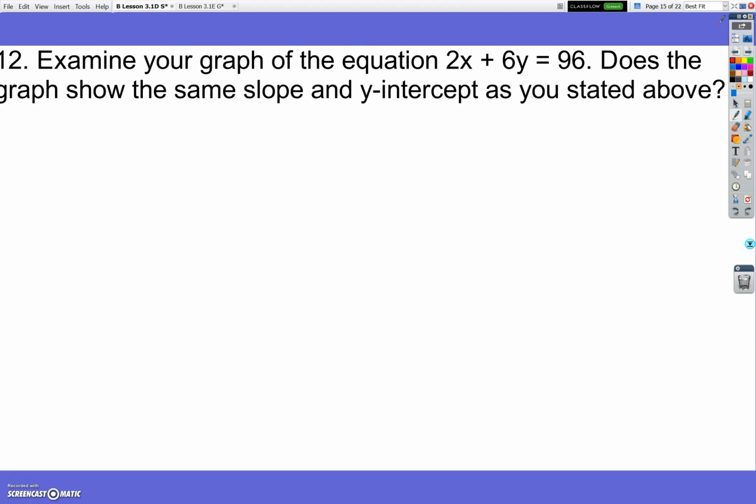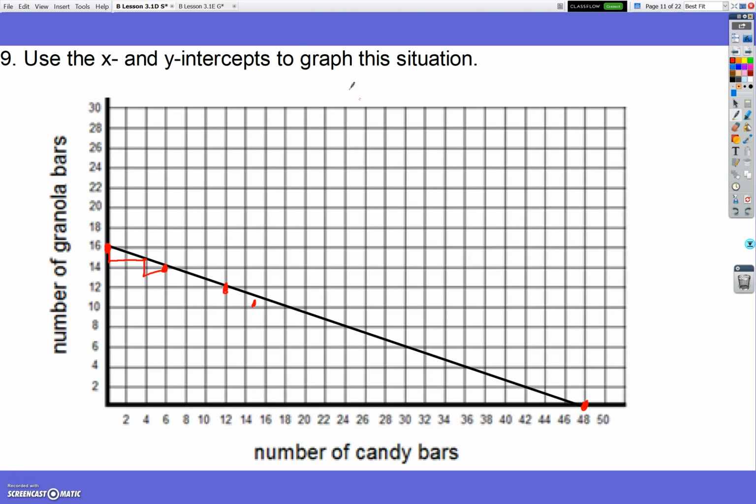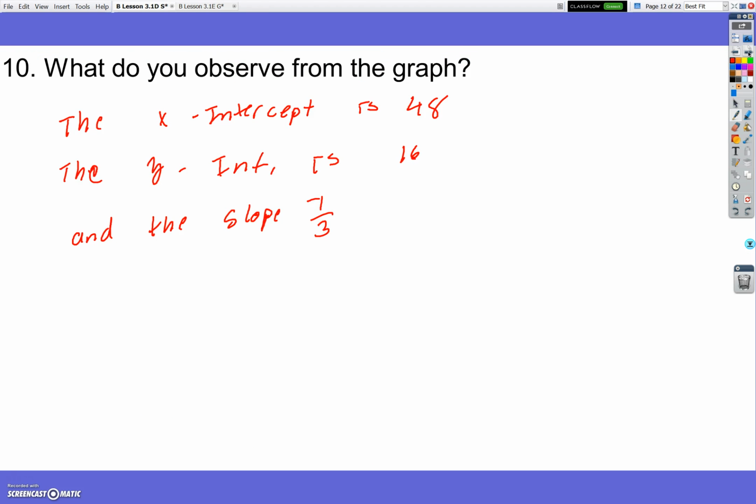So when I look at it in slope-intercept form, examine your graph of 2x plus 6y equals 96. Does the graph show the same slope and y-intercept stated above? So if you look at this graph, I got the equation y equals negative 1/3 x plus 16. 16 is my b value. It's my y-intercept, which is located right here. So that is good. And we already went over my slope. My slope is negative 1/3. I went down 1/3, down 1/3. And we can continue this process of just going down 1/3. So yes, it does.